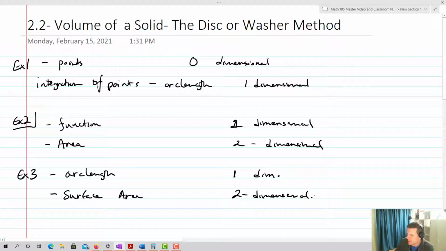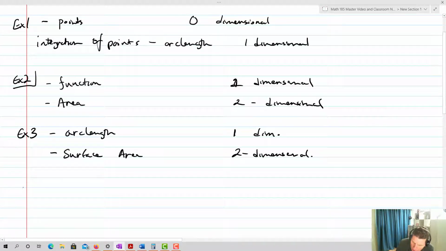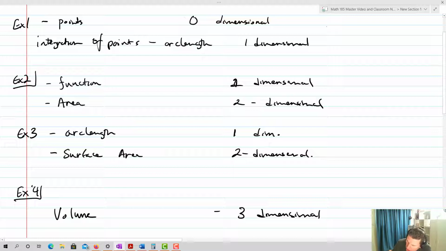Now what we're going to be doing is taking the same basic idea of utilizing integration and accumulating pieces together in order to generate volumes. So we're going to look at our next example as we work more and more with integration. Our result is that we want to get a volume, and a volume is three-dimensional. If you look at the relationship we have here, every time I integrate, I go up a dimension. I add an additional dimension each and every time.